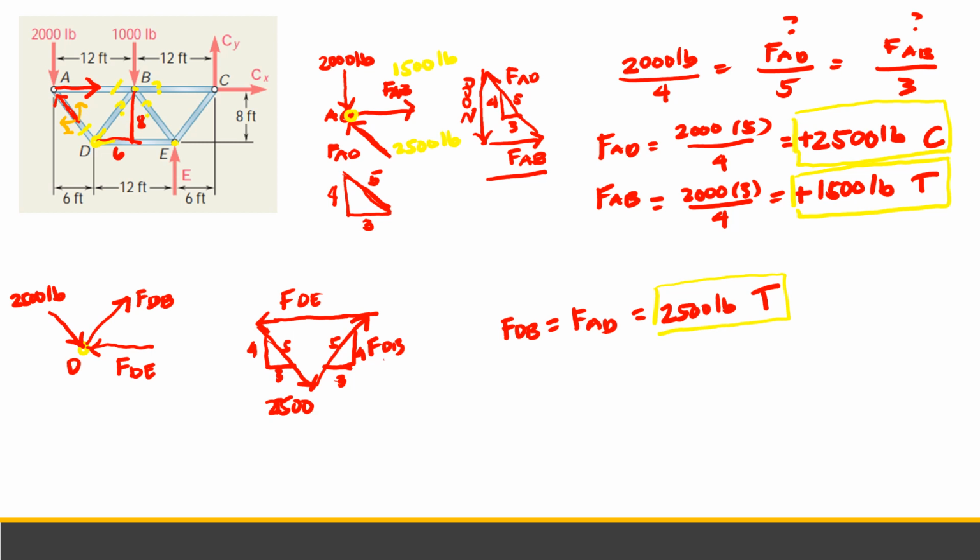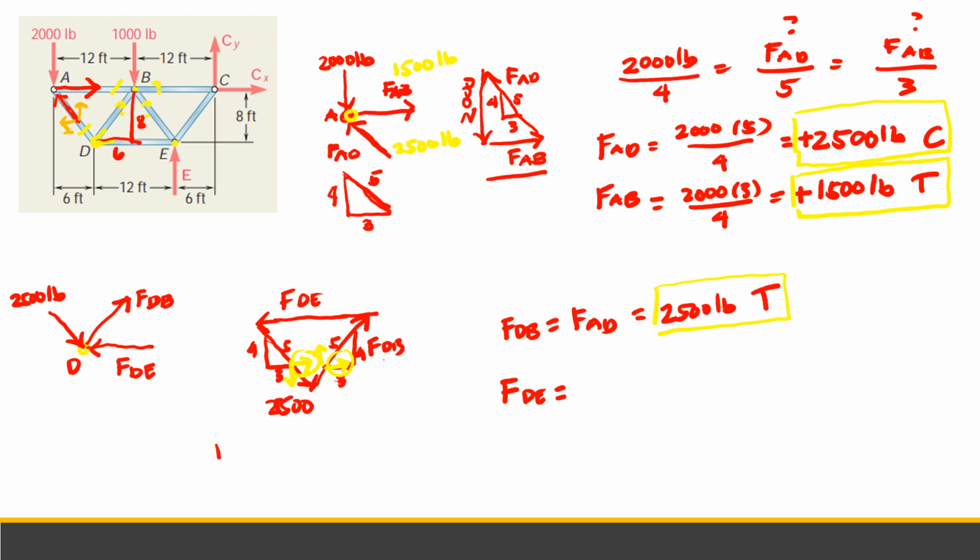So this is force DB. Okay. Now for force DE. So force DE has a positive X, positive Y, and positive X. So meaning, dalawa yung positive X niya. Okay, so using the slope, we can easily find the X component of the forces.